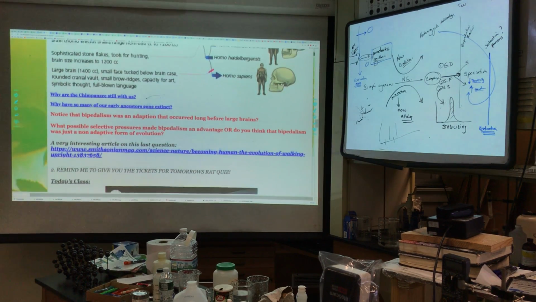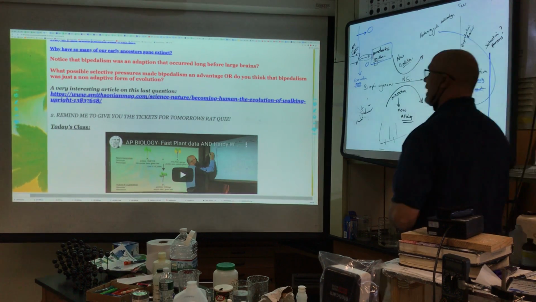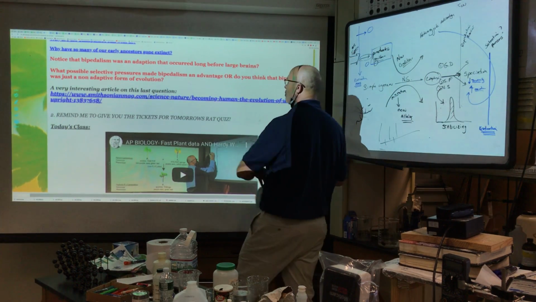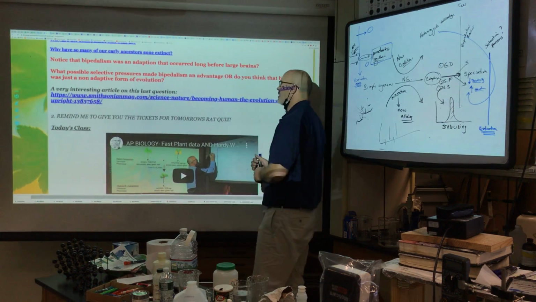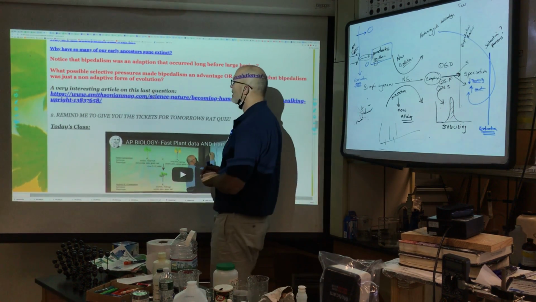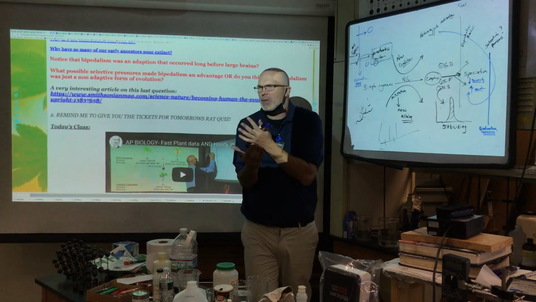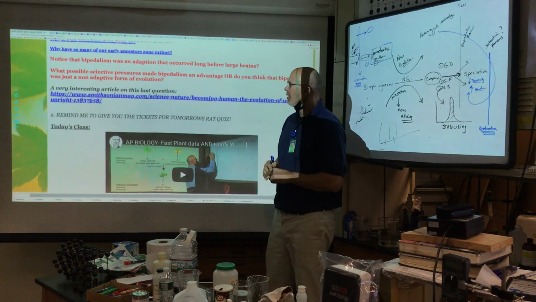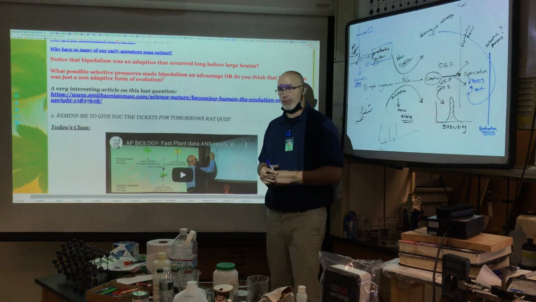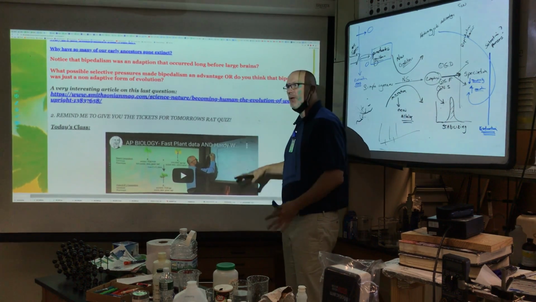But what's really important is that bipedalism was an adaptation that occurred long before our large brains. What possible selective pressures made bipedalism an advantage? Or do you think that bipedalism was just a non-adaptive form of evolution? Was that a gene flow thing? Was that a loss of an allele? Well, we think it was natural selection, okay? And there's a couple different major theories, and it's very interesting why we became upright on 2 feet.